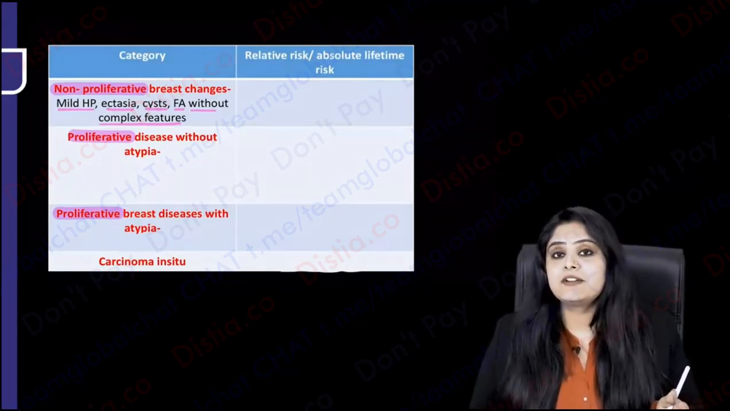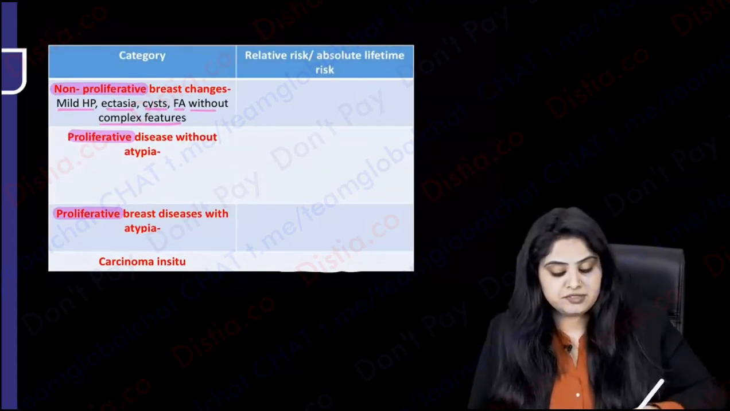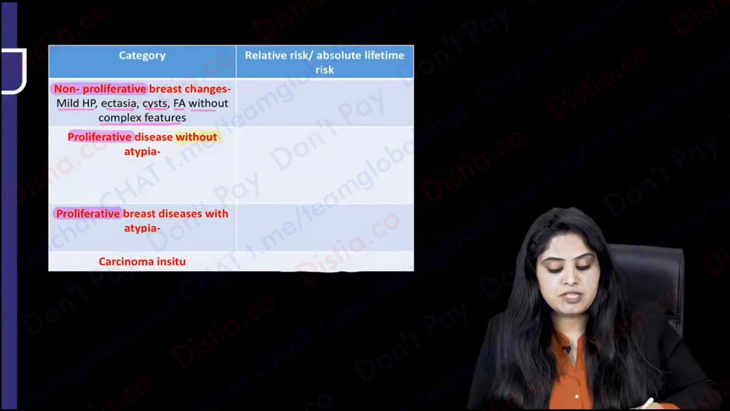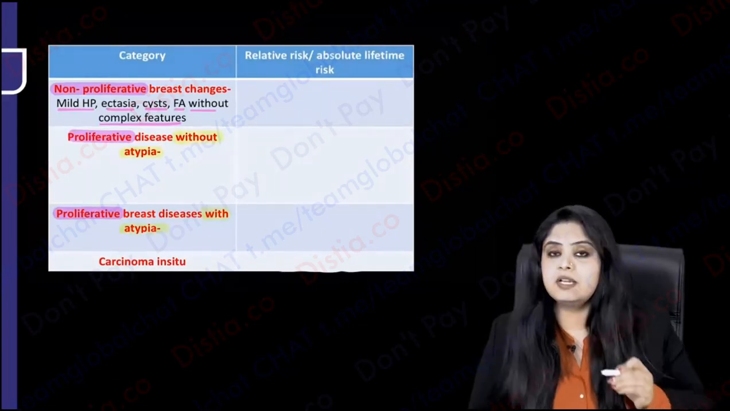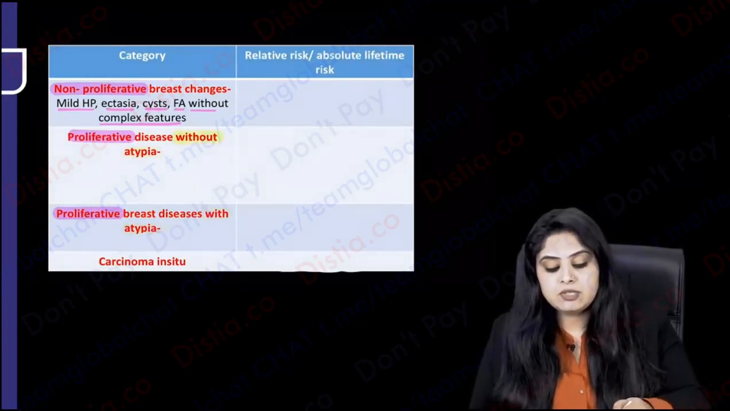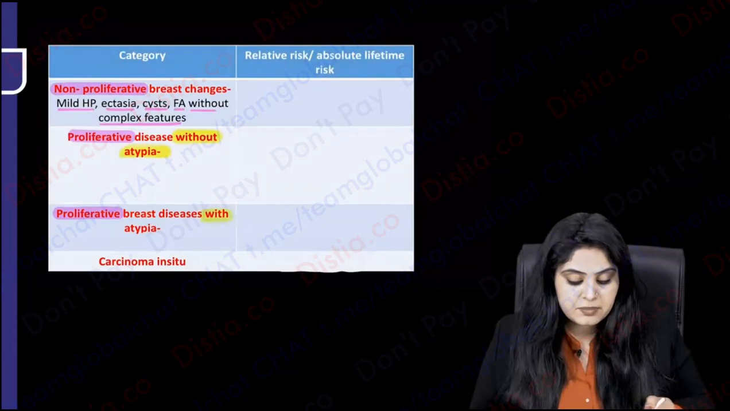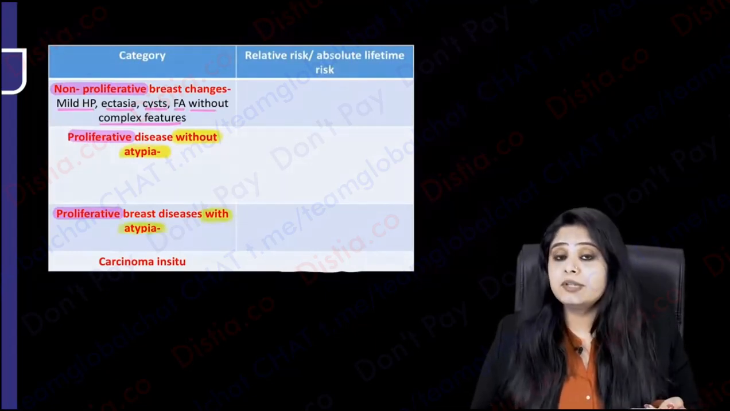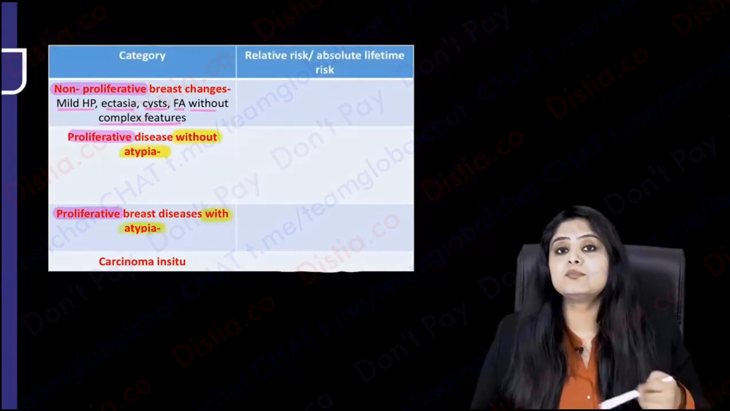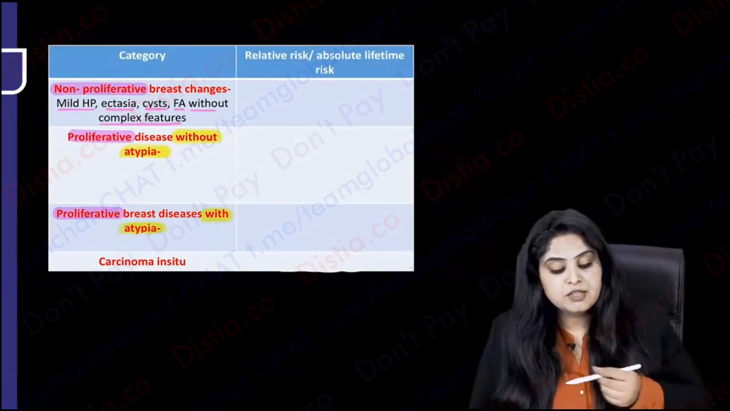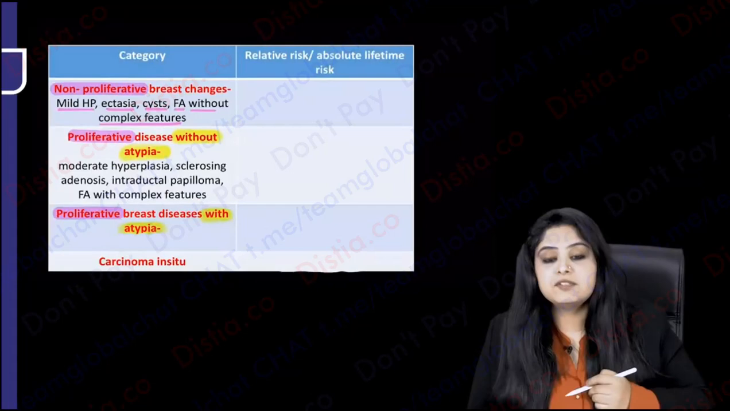On the other hand, if I go on to proliferative breast diseases, I will have to divide them into without atypia and with atypia. What do I mean by that? Without atypia would mean that there are no bad looking cells. With atypia will mean that there are some bad looking cells, and the more the bad looking cells, the more will be the chance of cancer. So remember, proliferative breast diseases without atypia.